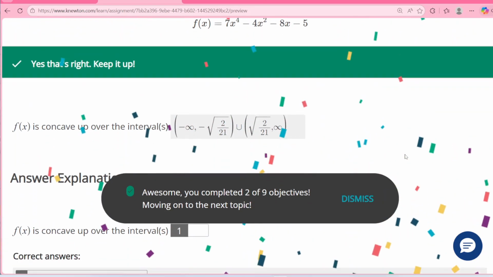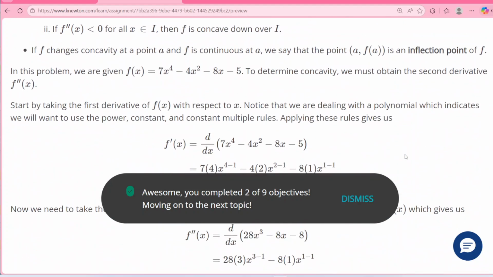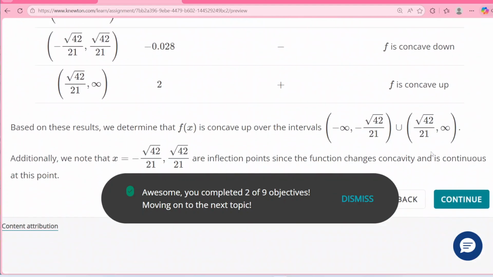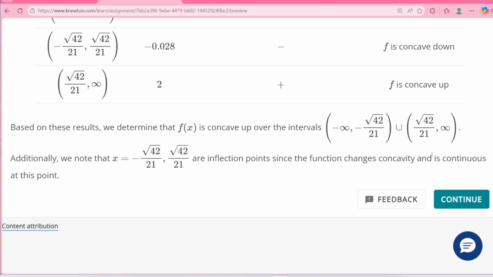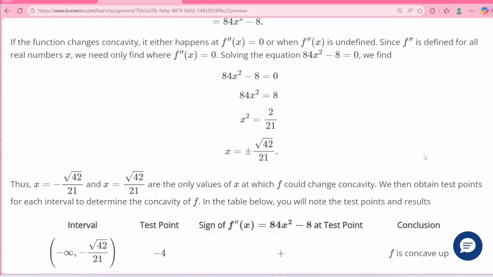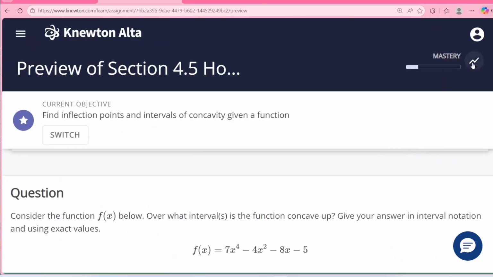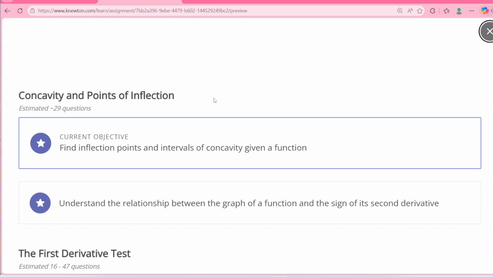All right, so that's it for this video. Again, I just wanted to go over some problems from the objectives. So you see they rationalize the denominator, square root of 42 over 21. But I just wanted to go over the objectives in this concavity and points of inflection section. So hopefully watching me go through these problems helps you out when you're working on them yourself. And thank you very much for watching.